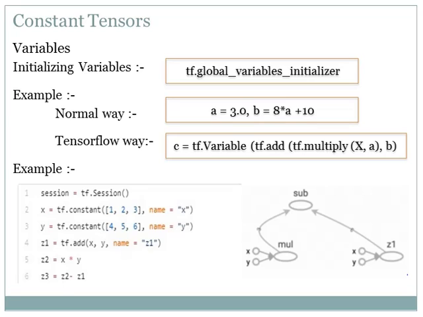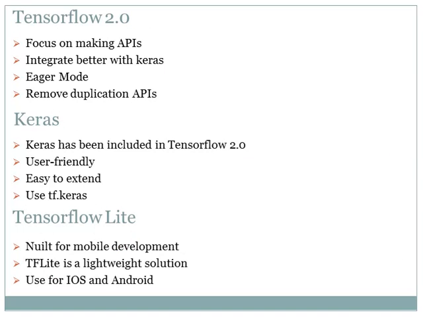And for graphs, every line of code written in TensorFlow is converted into an underlying graph. So here is an example of variables we can use in constant tensors. In this graph, nodes represent the mathematical operations and edges represent the multi-dimensional arrays or tensors, and show how they communicate between them. So next, see the version TensorFlow 2.0.